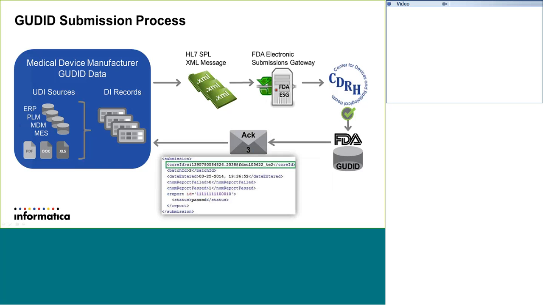Using the message ID and core ID along the acknowledgement process actually enables a linkage between the 3 acknowledgements and the GUDID submission. It's important to highlight that tracking and monitoring FDA responses back to each submission is key to accomplishing a successful UDI compliance solution.